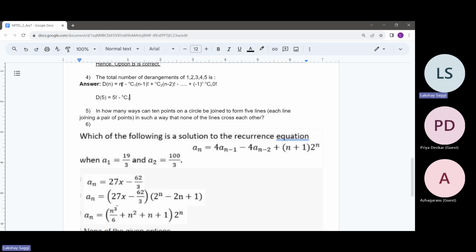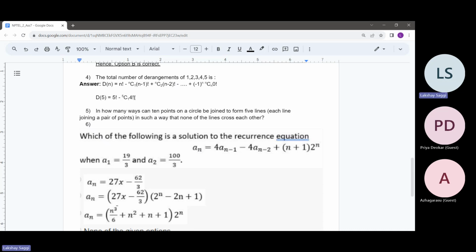So I hope the intuition for derangements is clear. If it is not, you can let me know in chat. Okay, it's clear. Nice. So just finding out this value then. It will be nothing but just putting n equal to 5 here.